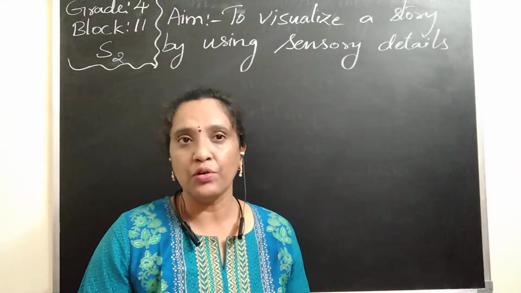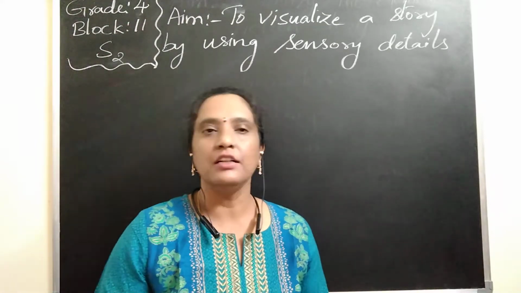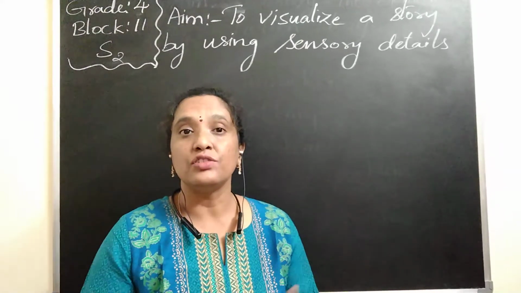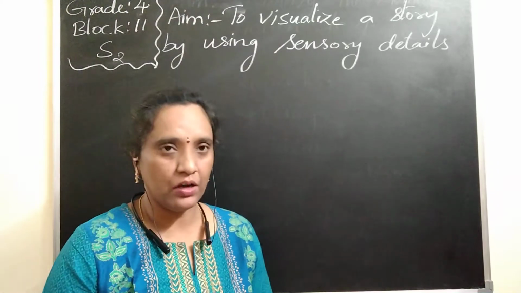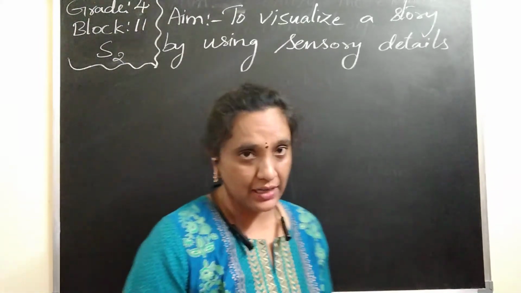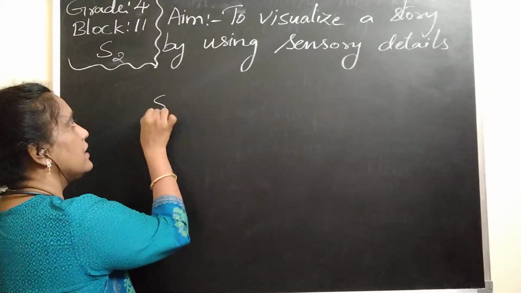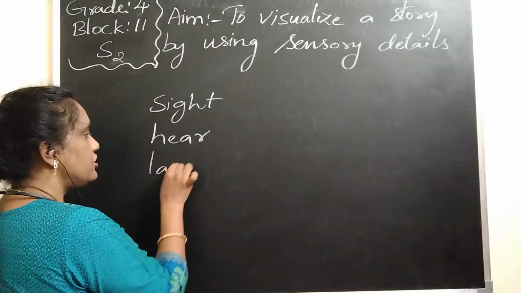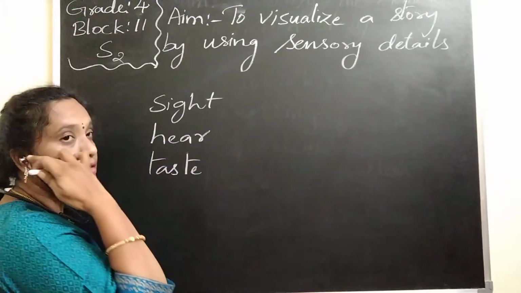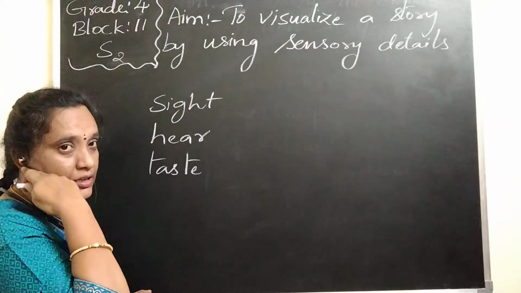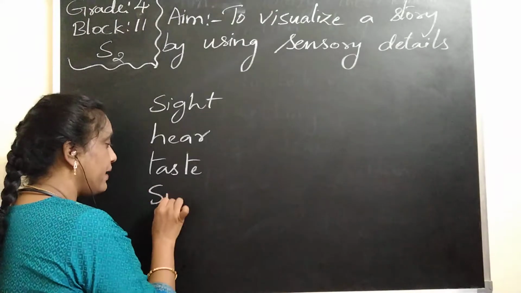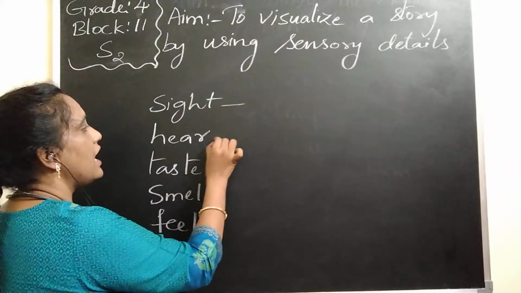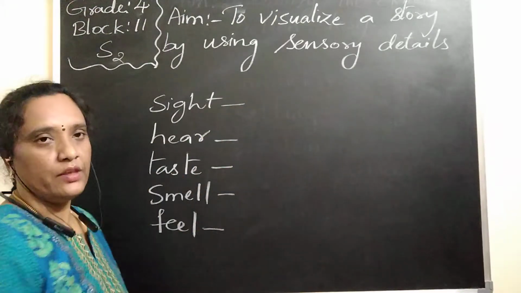So reading a story, how do we visualize? That's why I told you previously, you must think that you are there. You think that you are there in that situation and try to visualize the story while reading. Okay. So what senses are there actually? We have the sense of sight. We see with sight, we hear, we taste, we smell by using our nose, and also we feel by our skin. So these are the things which we do by our senses.